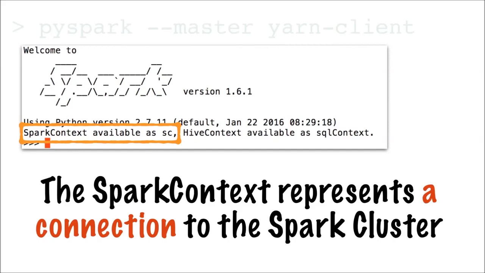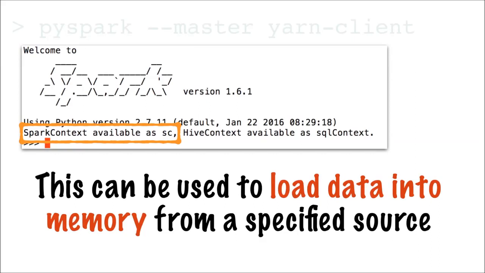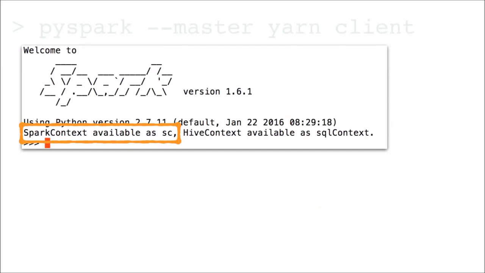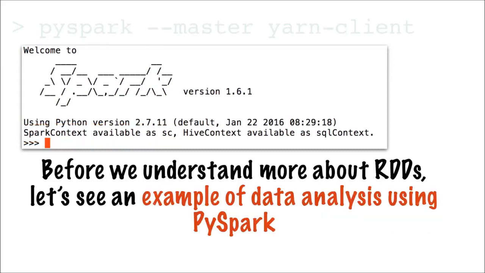PySpark looks like a Python shell. You can run Python commands on it. You connect to Spark using the Spark context. Spark context can be used to load data into memory from a specified source. Loading data into memory allows you to create resilient distributed data sets, the RDDs. Remember, these are the fundamental programming abstractions that we'll use in order to manipulate and investigate data. So the Spark context is needed to create RDDs. All our data analysis will be through operations on RDDs. They form the core. They're created using the Spark context.